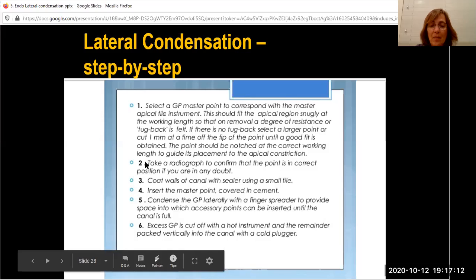Once you put in your master cone, you must take an x-ray. You have to confirm that you are where you want to be. You coat the walls with the sealer. All of this I have been over multiple times in the segment. You remove the excess by cutting it with a hot instrument, and it's normally a plugger.